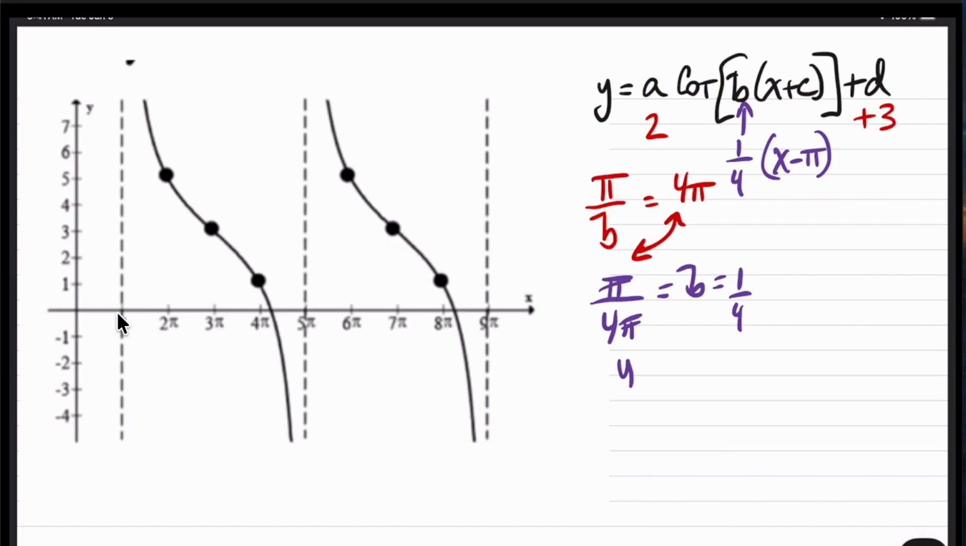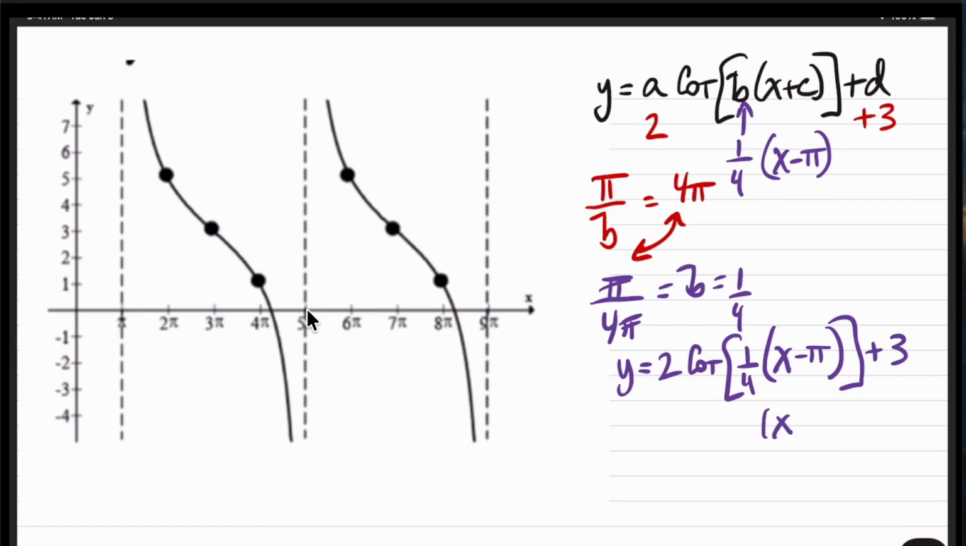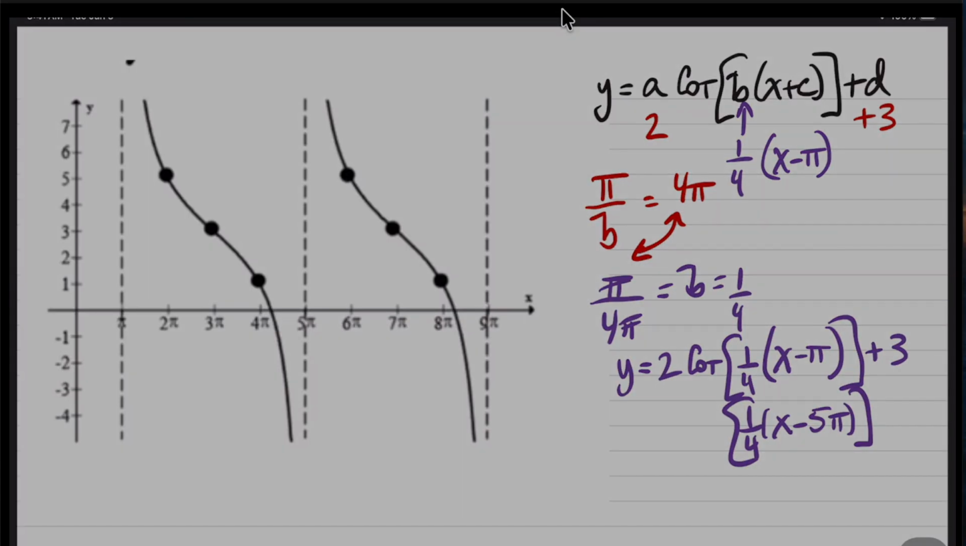So our equation is going to be y equals 2 cotangent 1/4 (x minus pi) plus 3. Okay, you could also do the same equation. Everything stays the same except make that x minus 5 pi to get the next portion of the cotangent graph. These will be the same graph.